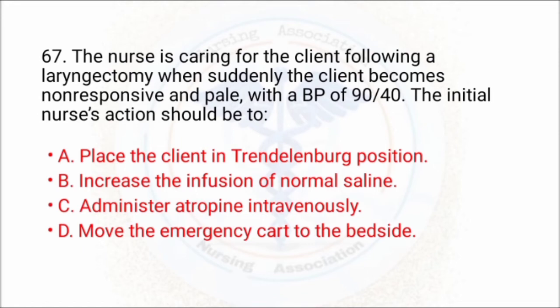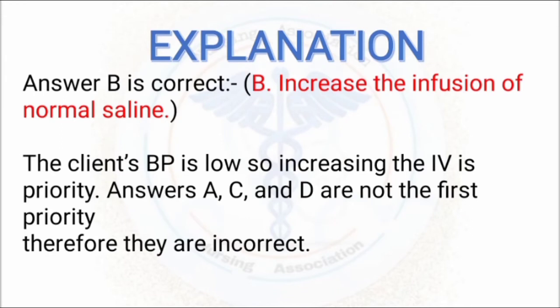So let's see the correct option, and the correct option is option B, increase the infusion of normal saline. So let's see why this is correct. The client's BP is low, so increasing the IV is the priority. Answers A, C and D are not the first priority, therefore they are incorrect. Here the client's BP suddenly becomes 90/40, so the nurse should increase the IV and by this the BP will increase. So the correct option is option B compared to answers A, C and D.